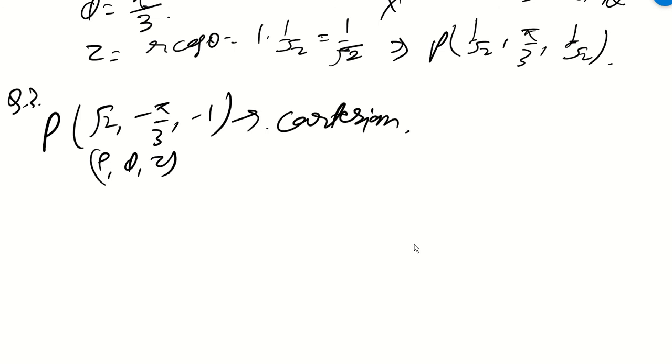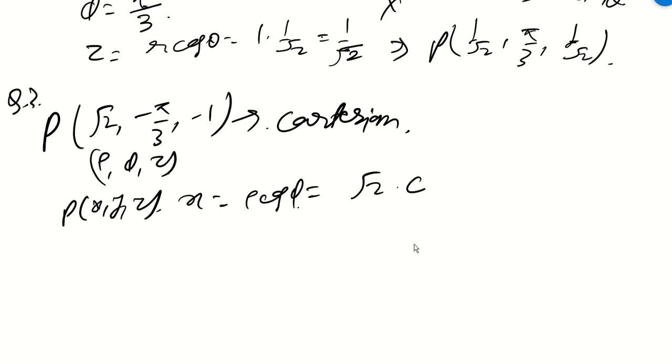So I'll directly write down the Cartesian coordinate system. P is x, y, z. x was rho cos phi. I will not show you the diagram, because you can go back and see how I calculated the second question. So rho cos phi will be root 2 into cos of minus pi by 3, and cos of minus pi by 3 is 1 by 2. This means root 2 into 1 by 2, that is, 1 by root 2.